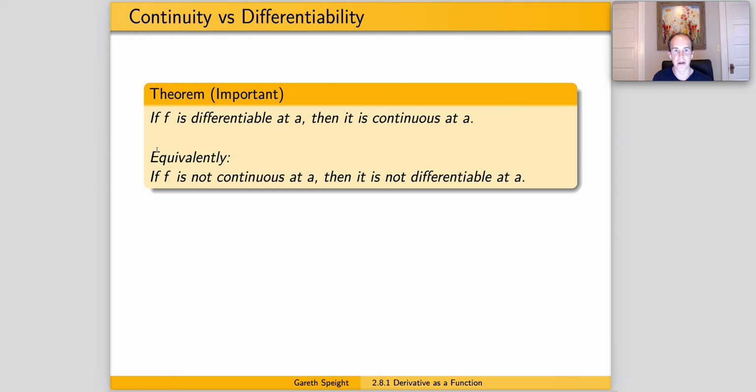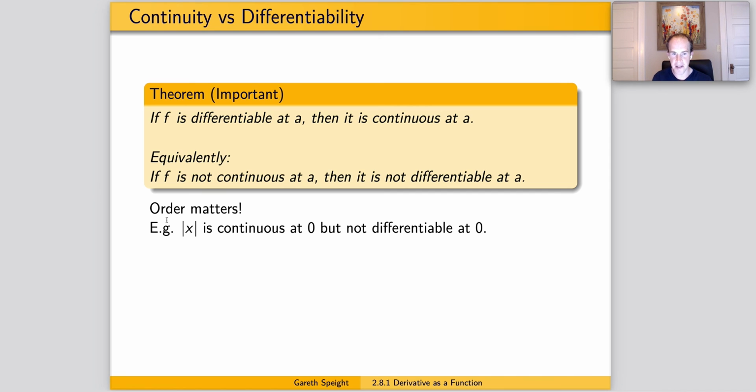But for now, remember, differentiability is stronger than continuity. So if I'm differentiable, then I'm continuous. If I'm not continuous, then I'm not differentiable. This is useful, for instance, because if you see that a function is not continuous, then you can say straight away it's not differentiable without doing anything else. So that can save you some work. And as I said, order matters. For instance, absolute value of x is continuous at 0, but at 0 it has that corner, so it's not differentiable. So continuity is weaker than differentiability.